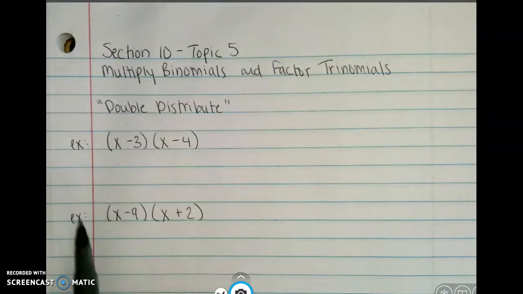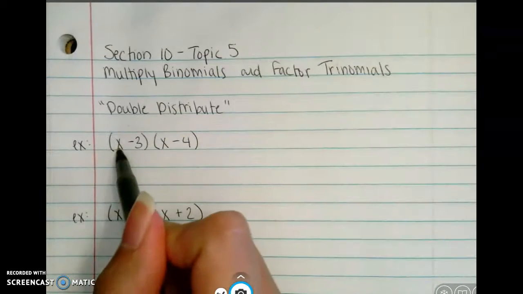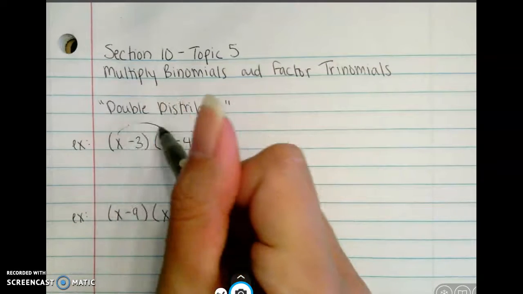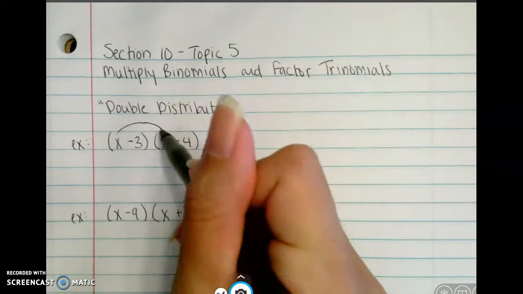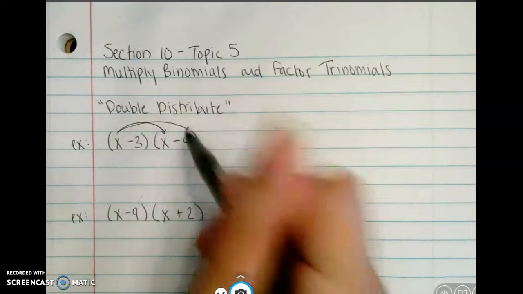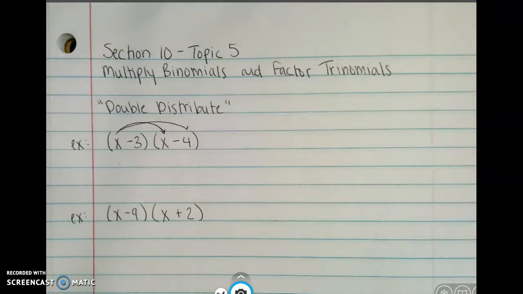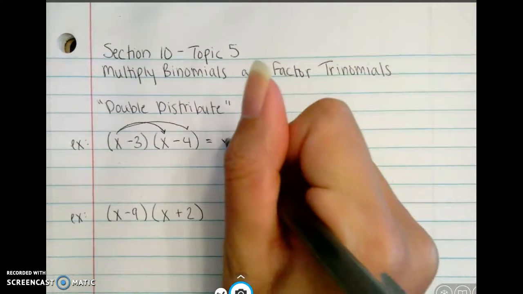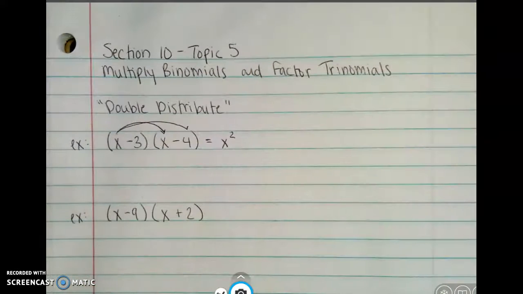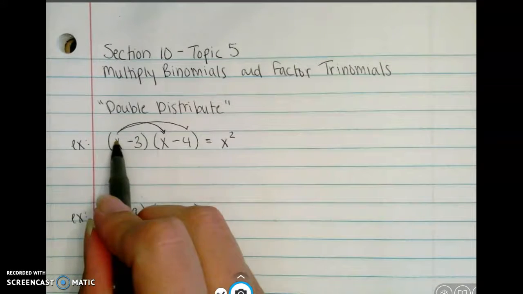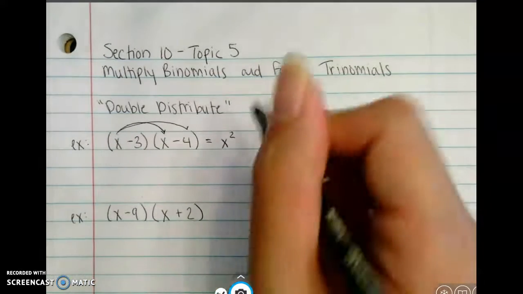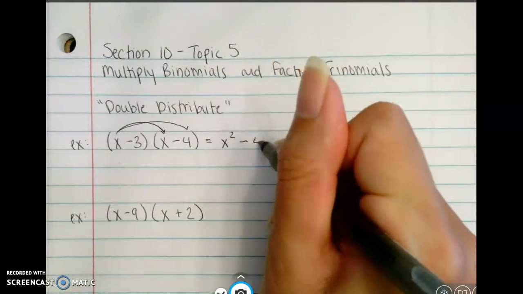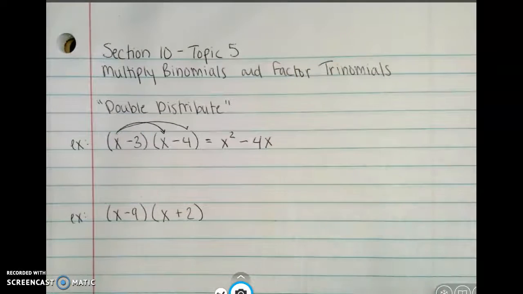So in order to double distribute, you're going to take this x and distribute it to the other set of parentheses twice. And again, when you do this, you multiply. So the first two terms, x times x, will be x squared because we have two x's. Then we do x times -4, and x times -4 is just -4x. So that's the first step of distributing.